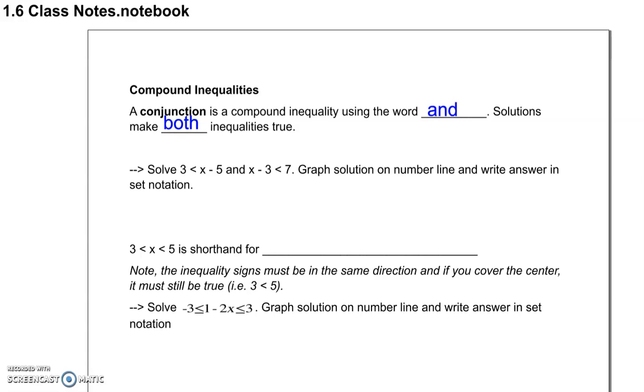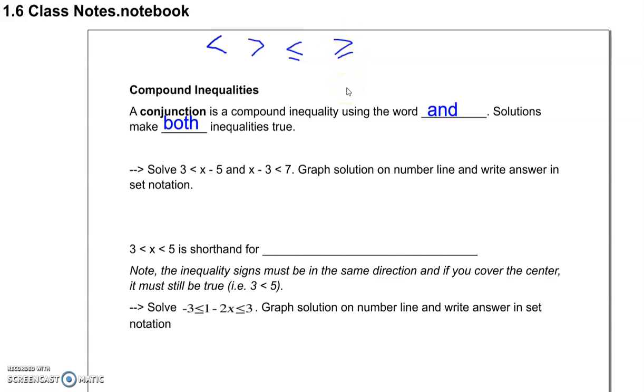Okay, let's finish out chapter 1. This is our last section and the last video from 1.6. So the first video from 1.6, we introduced the idea of inequalities. We have 4 different types of inequalities. We have less than, greater than, less than or equal to, and greater than or equal to.